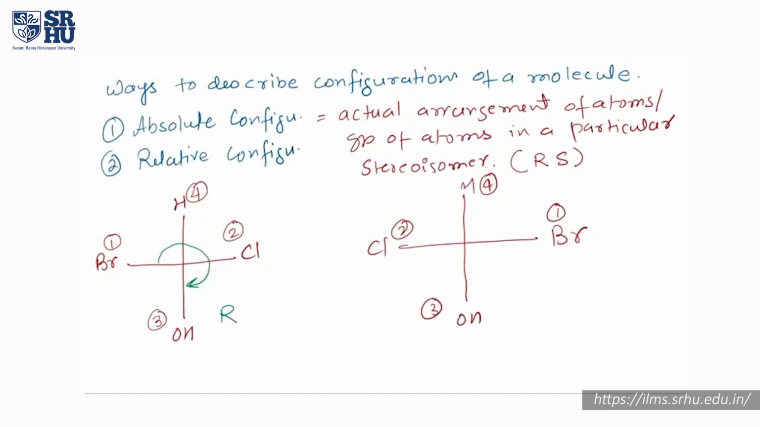That means this molecule is having R configuration. Whereas if you go here from 1, 2, 3, you go in the anti-clockwise direction and you will have S configuration. So this R and S configuration is based on how the atoms are actually arranged in space. We are not representing the configuration with respect to any other previously defined configuration. So this is what absolute configuration means.